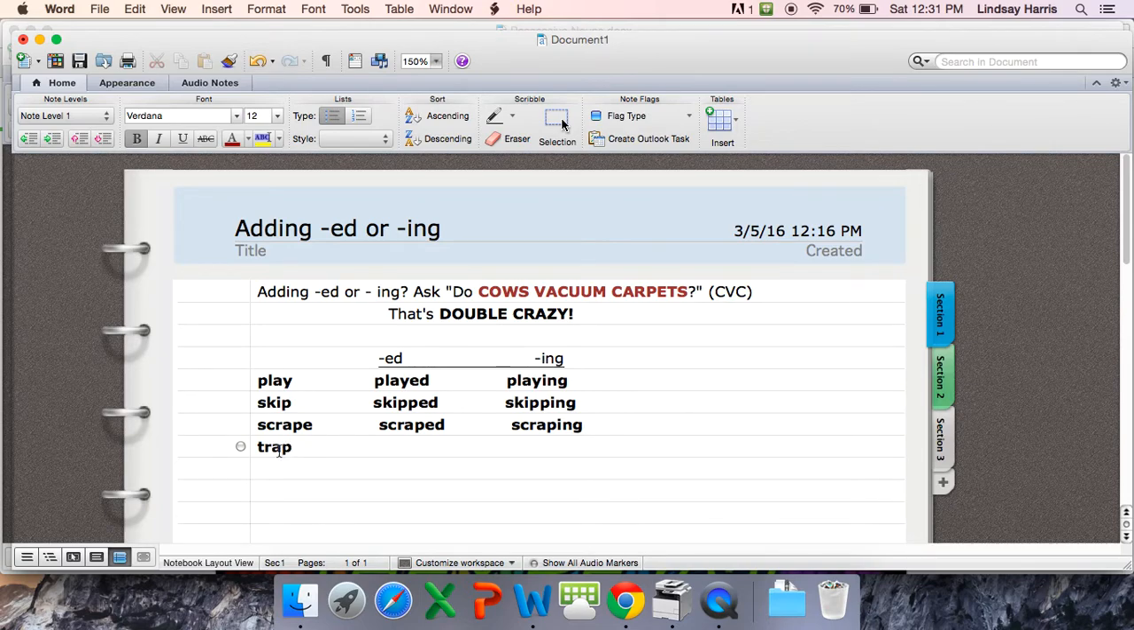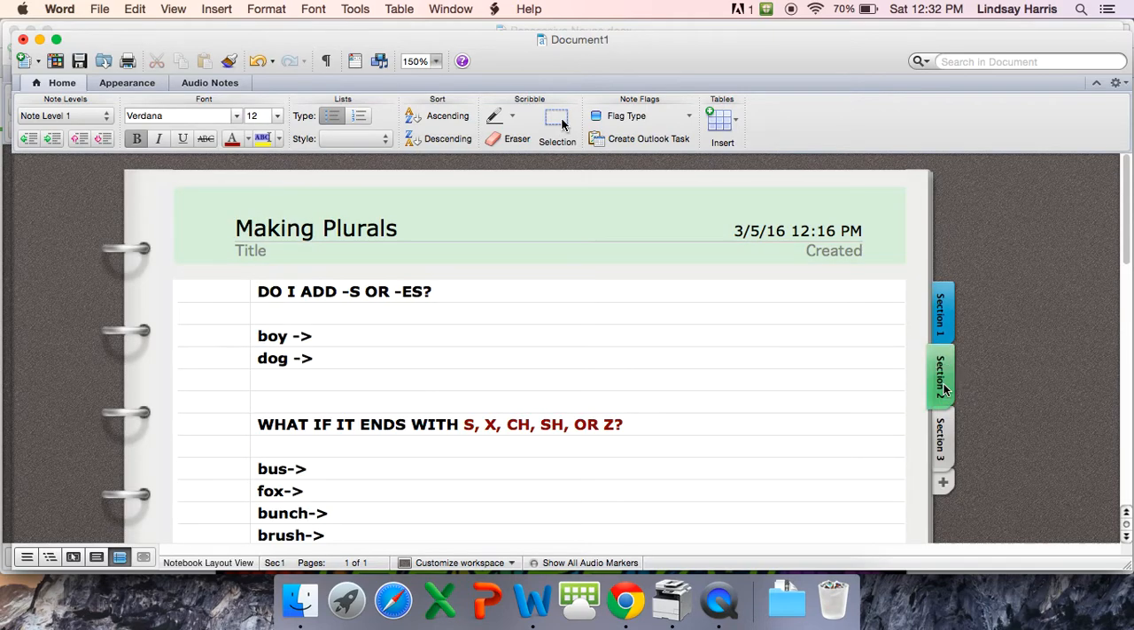Trap. Okay, look at the last three letters. We have consonant with that R, vowel with the A, and consonant with the P. So that's cows vacuuming carpets. So that needs to have a double P, and we have trapped, and we have trapping. Okay, so remember, cows vacuuming carpets. If the word ends with a CVC, you know you're going to double that last letter before you add ed or ing. Let's move on to our other rules here.